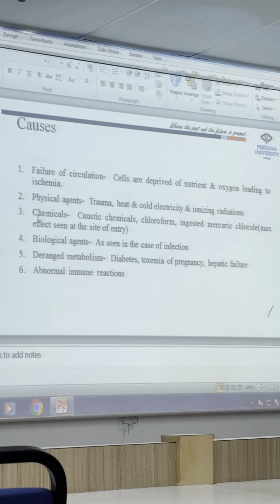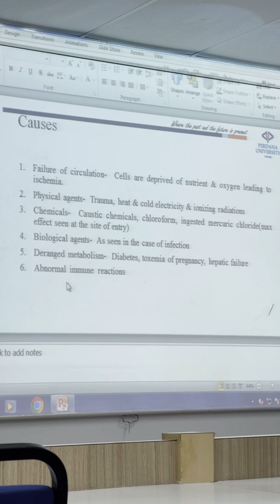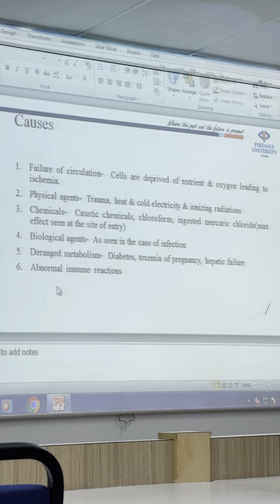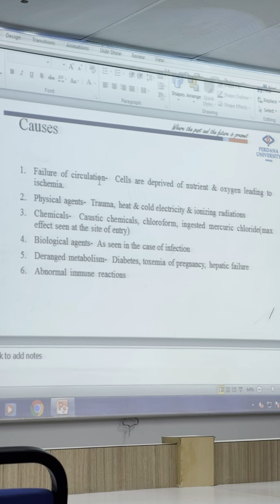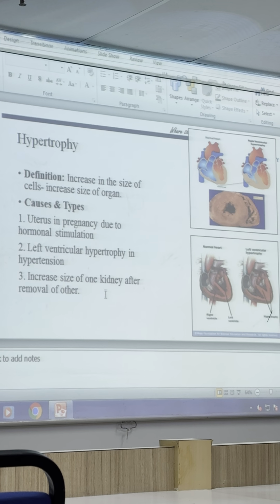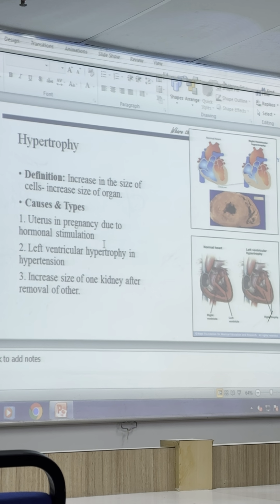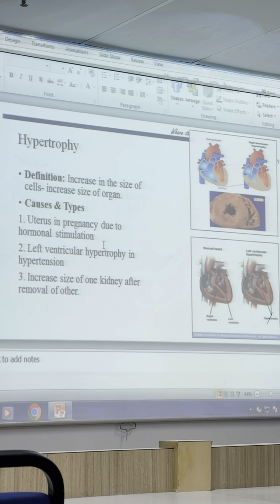Sorry, can you slow down a little bit? So you need to know the causes of cell injury and causes of inflammation. They are the same. Okay, they're the same. Then adaptations are important. You need to know about the adaptations.